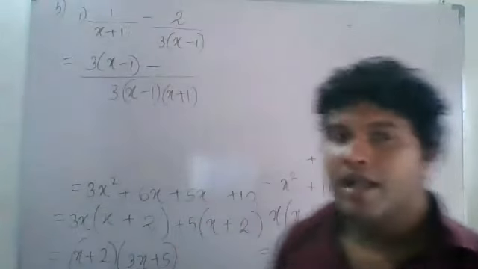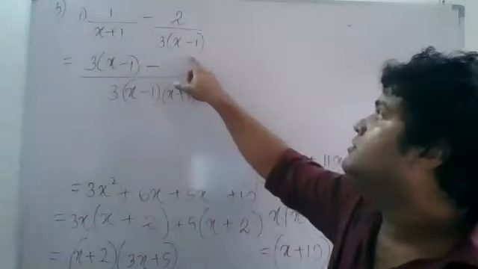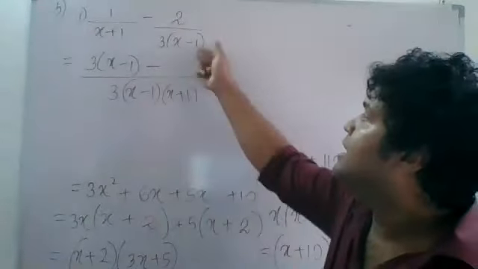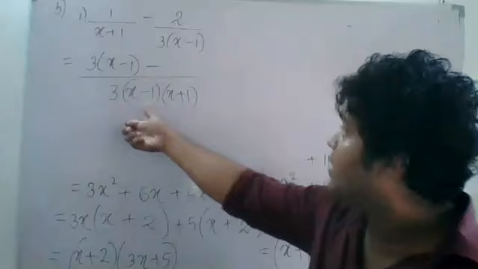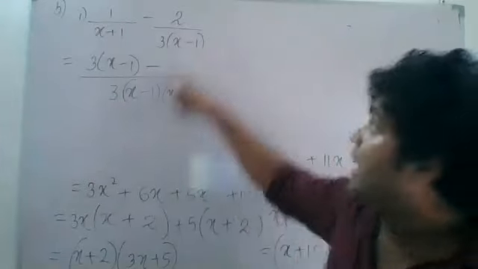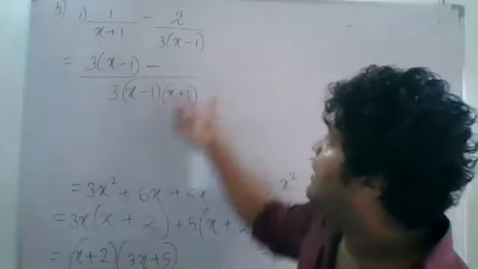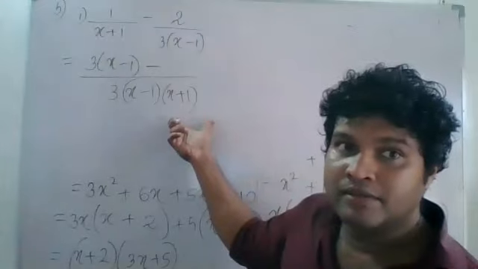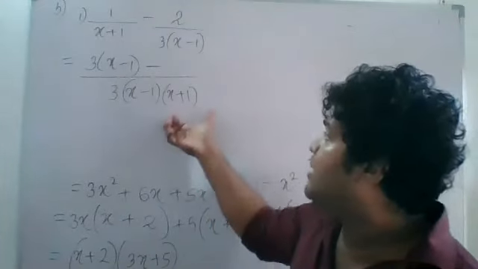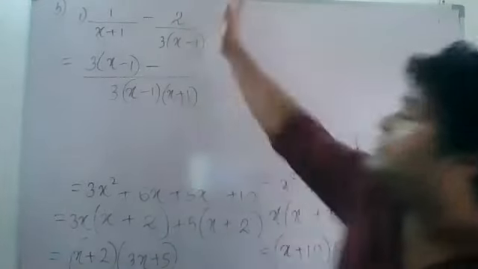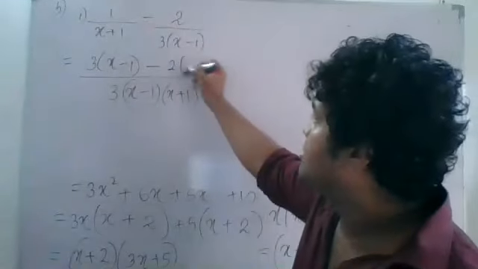Minus, compare the denominator you had, 3 times x minus 1. But what you have now is 3 times x minus 1 and x plus 1. You cancel 3 times x minus 1 together, and x plus 1 remains. Then by this x plus 1, you have to multiply the numerator, 2 times x plus 1.